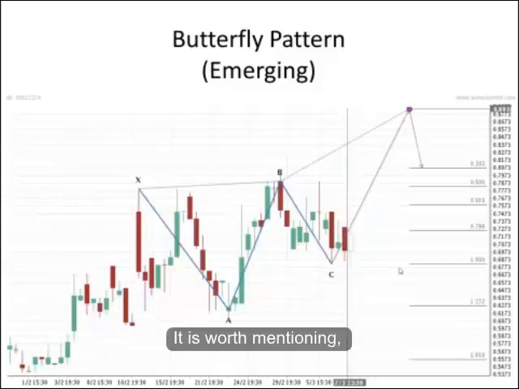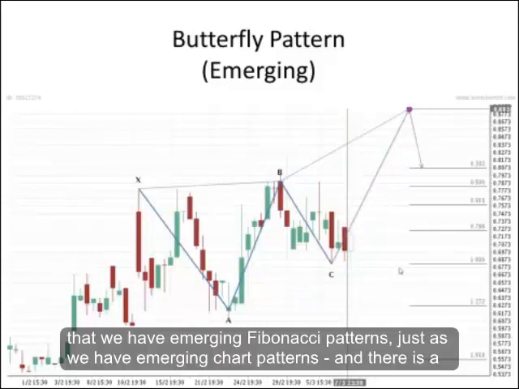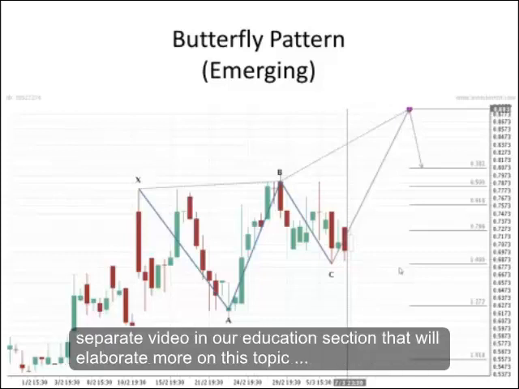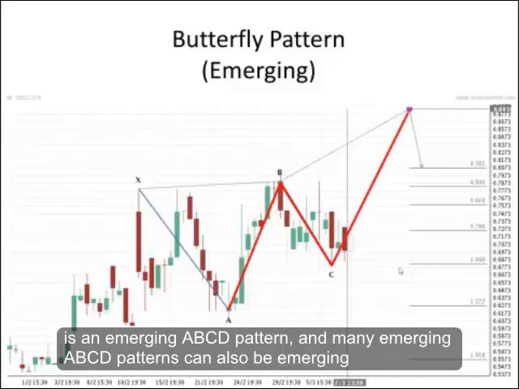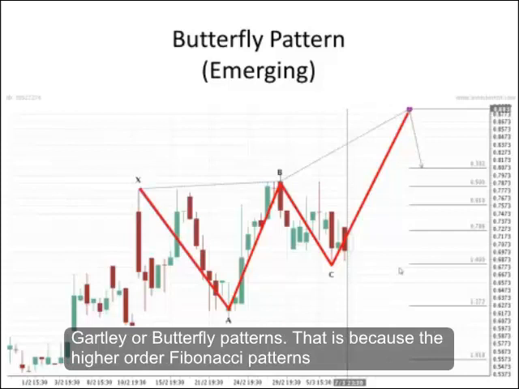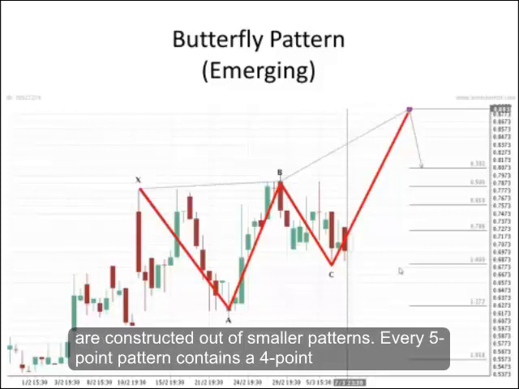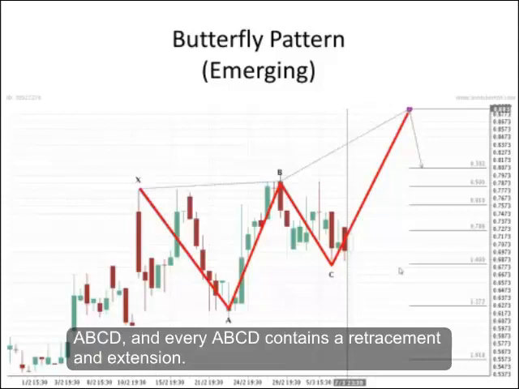It is worth mentioning that we have emerging Fibonacci patterns just as we have emerging chart patterns, and there is a separate video in our education section that will elaborate more on the topic. But in effect, every retracement is an emerging ABCD pattern, and many emerging ABCD patterns can also be emerging Gartley or butterfly patterns. That is because the higher order Fibonacci patterns are constructed out of smaller patterns. Every 5-point pattern contains a 4-point ABCD, and every ABCD contains a retracement and an extension.